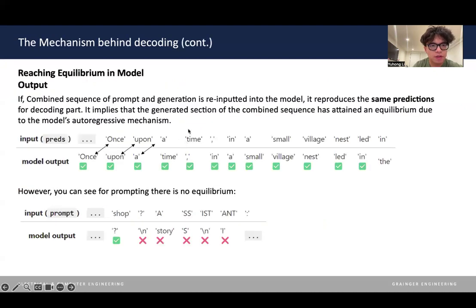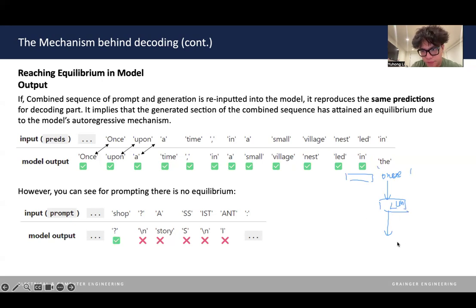Okay. And we'll talk about the equilibrium in the model's output. In this example, we are using what we call greedy sampling. So for the model, this is the LLM output. For example, if we have all this prompt here and feed it once into the model, and again into the model.